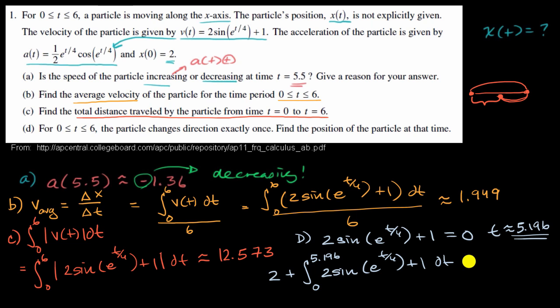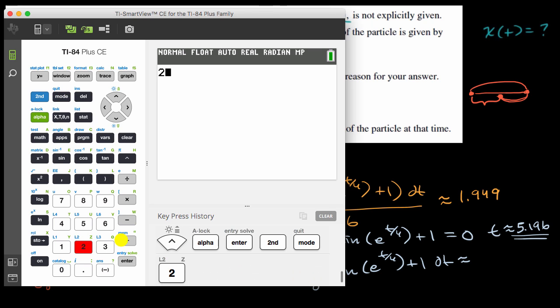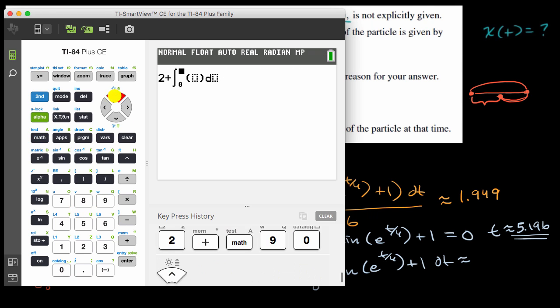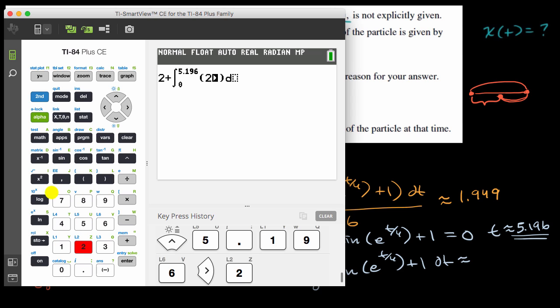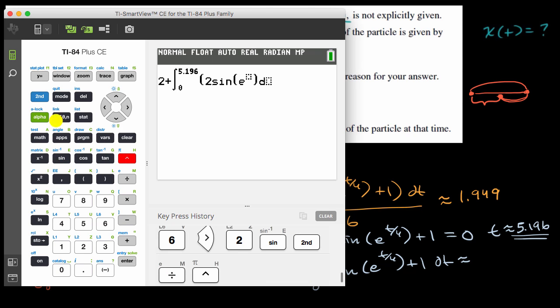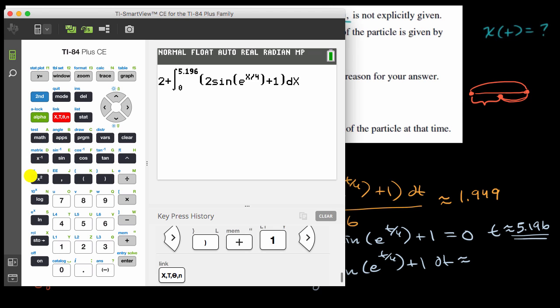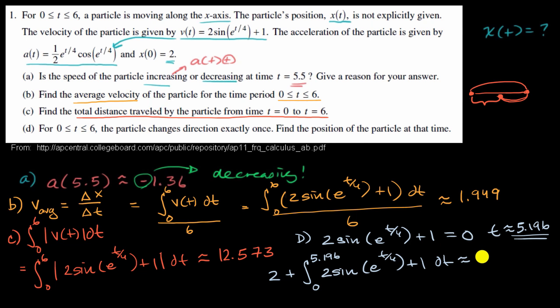And so this is going to be approximately equal to, we are going to have 2 plus, and then I go to math, definite integral from 0 to 5.196, and I've typed this in many times already, 2 sine of e to the x divided by 4 power, and then close that parentheses, plus 1, and then I'm integrating with respect to x, and so this gives us approximately 14.135 is its position. And let me make sure that I put those parentheses there in the right place. And we are done.